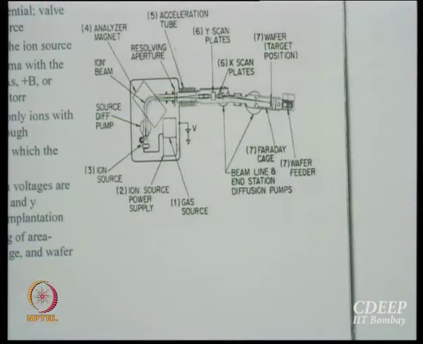There must be some wafer feed mechanism. Why the wafer feed? Because please remember, gas can only be ionized at low pressure. Typically the pressure is of the order of 10 to the power minus 3 torr. How is torr related to atmospheric pressure? 760 torr is 1 atmosphere, and 133.5 pascals is 1 torr.